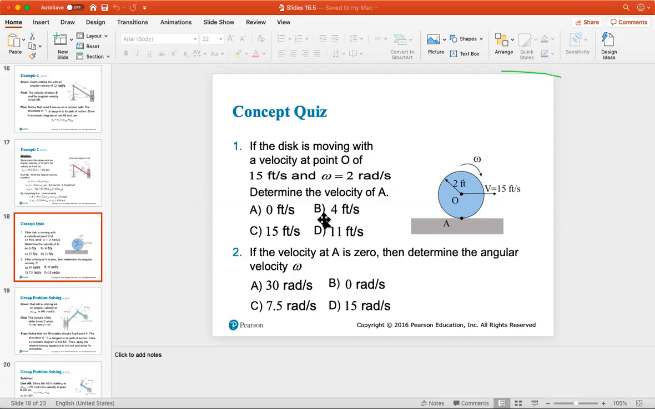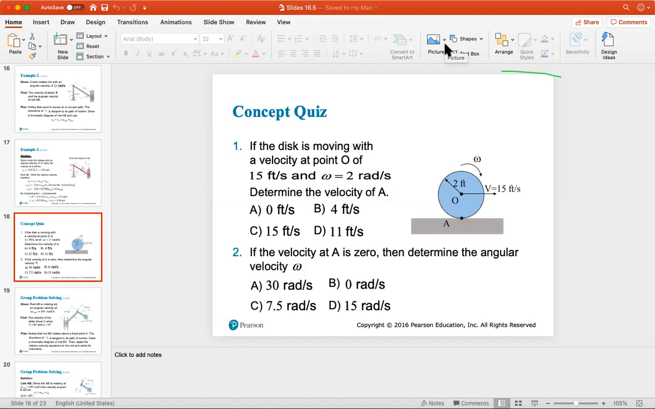All right. So you have these options. If the disk is moving with some velocity and they give you omega, determine the velocity of A. Let's see here. Raise your hand if you thought the best option was A. Okay. All right, so yeah, that was the best answer.